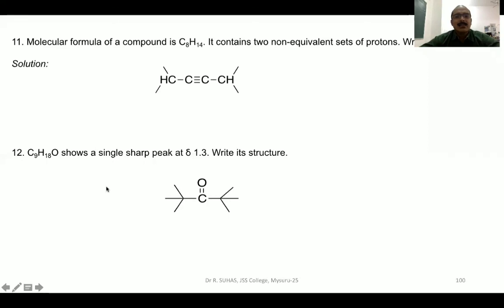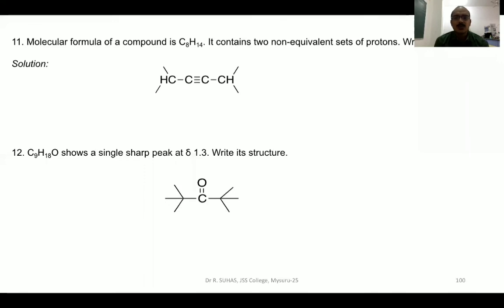Similarly, another kind of problem: C9H18O shows a single sharp peak at delta 1.3. Write its structure. C9H18O. As soon as we see this compound, immediately we say that there could be an aromatic system.